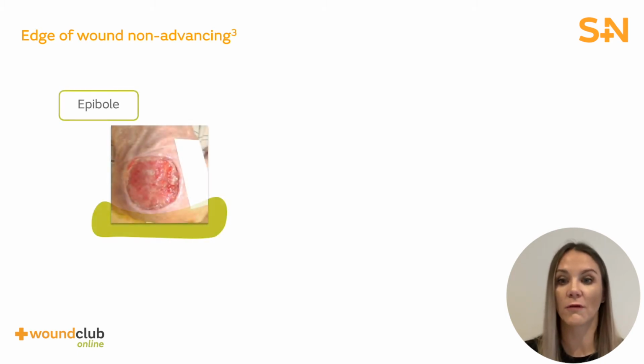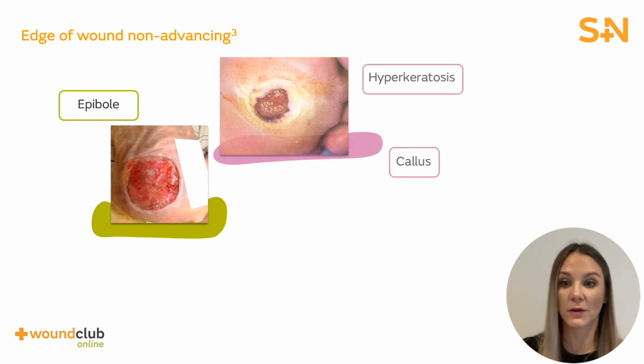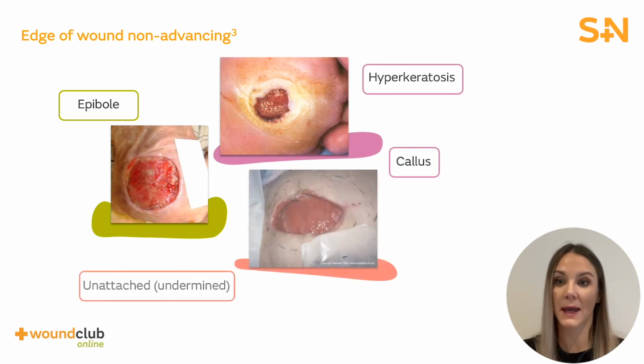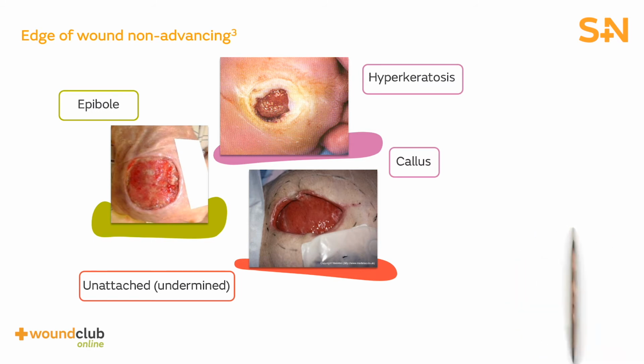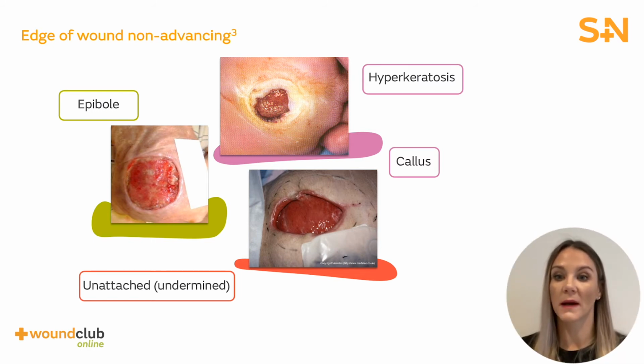High levels of matrix metalloproteinases, MMPs, may prevent cells at the wound edge from responding to healing signals in the wound. Therefore, it is important to address T, I, and M of TIME. A desiccated or macerated wound edge can also affect the progress, and the wound will not go on to contract, and this requires management interventions.